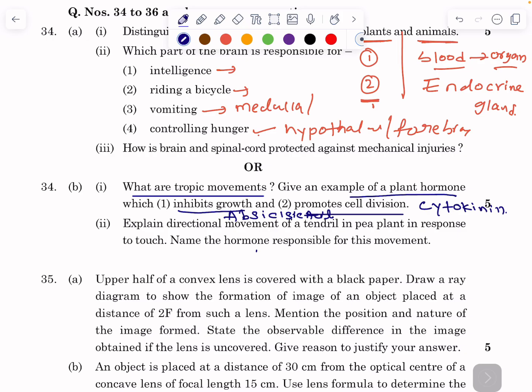Explain the directional movement of a tendril in a pea plant in response to touch. Name the hormone responsible for this movement. So when the tendrils come in contact with any support, auxin moves away from the point of contact with the support. More growth occurs on the side away from the support. As a result, unequal growth occurs on its two sides, and the tendrils coil around the support. The answer for the hormone is auxin.